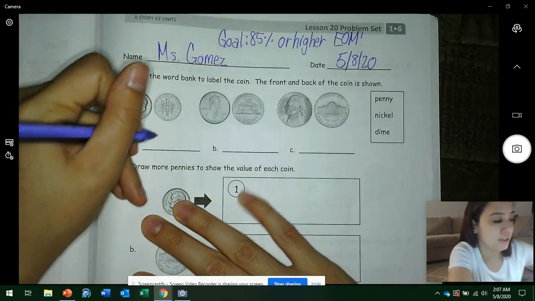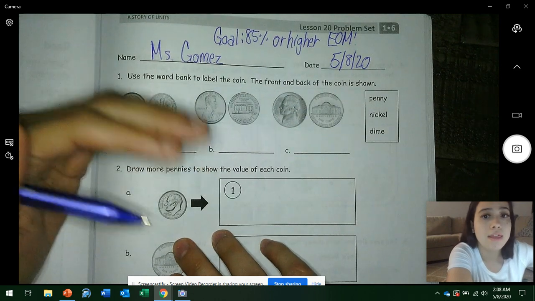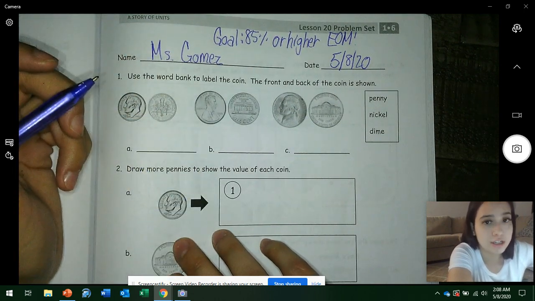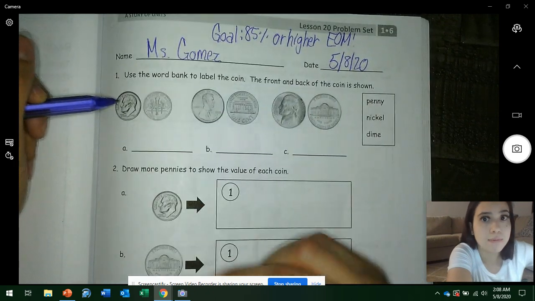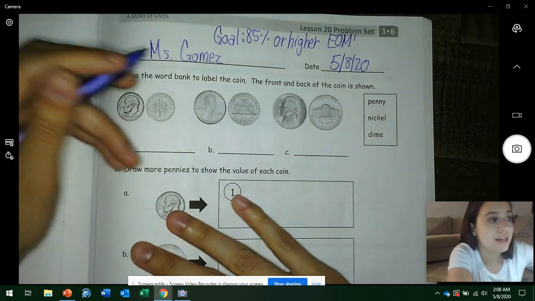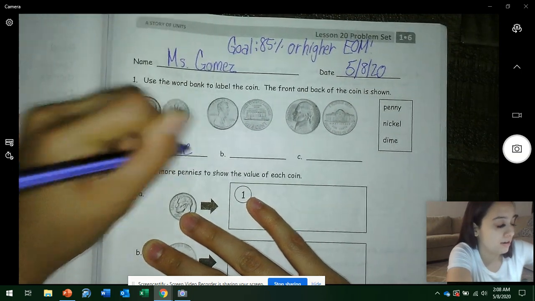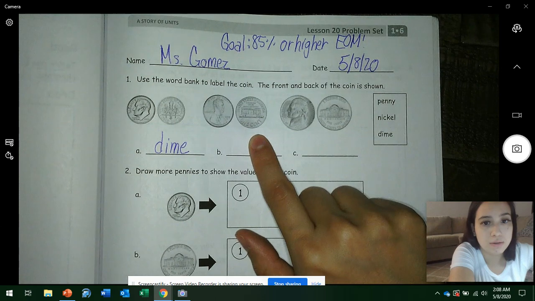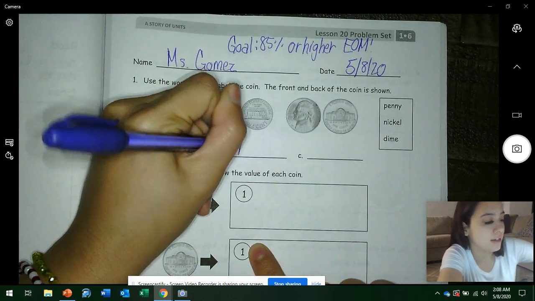Okay, at this time, you should have already written your answers. If you have anything wrong at this time, then you may erase and change it. But what is the name of this coin, boys and girls? Get ready. A dime. So you should have written dime here. What is the name of this coin, boys and girls? Get ready. A nickel. So you should have written nickel here.